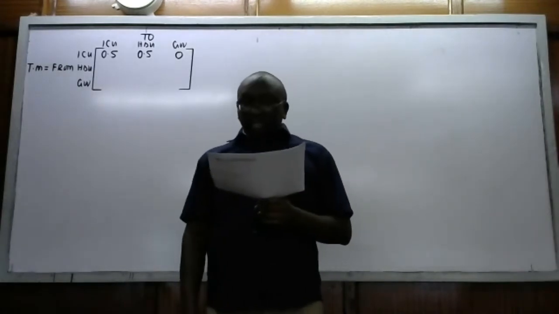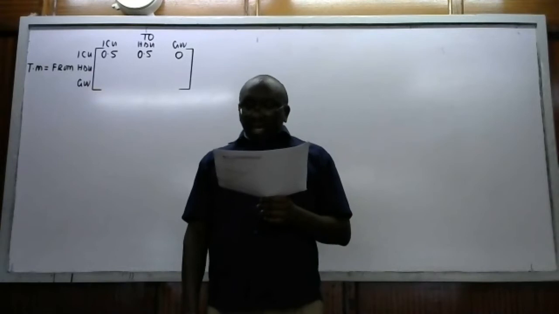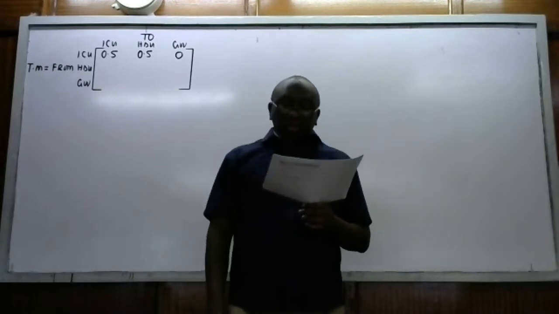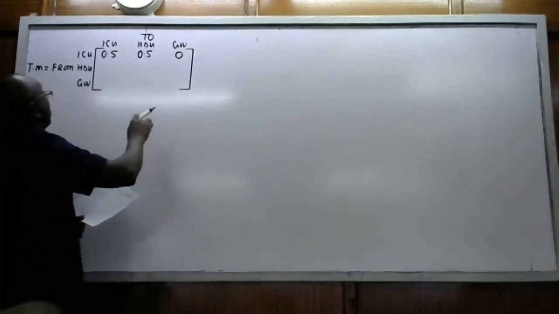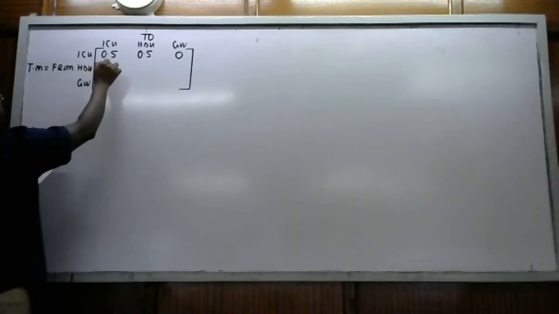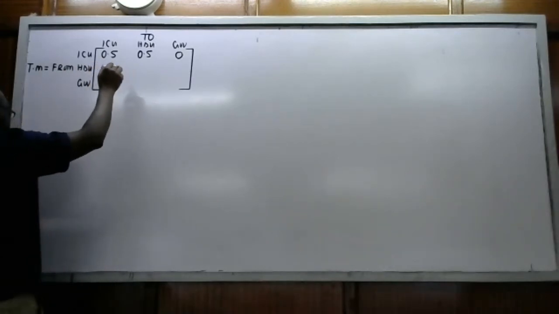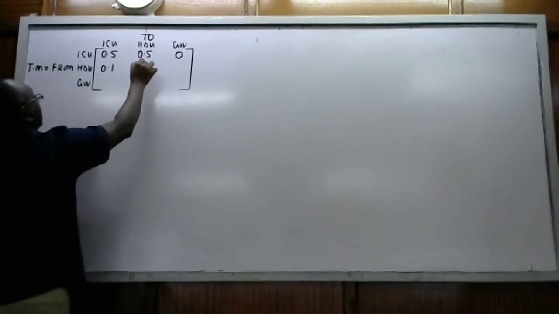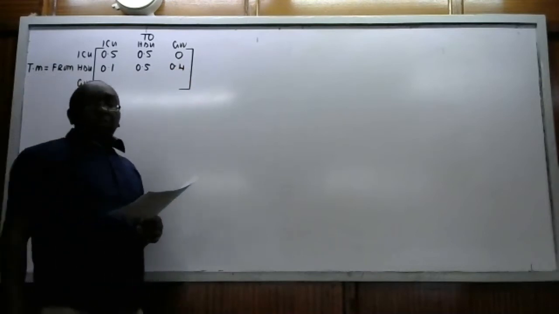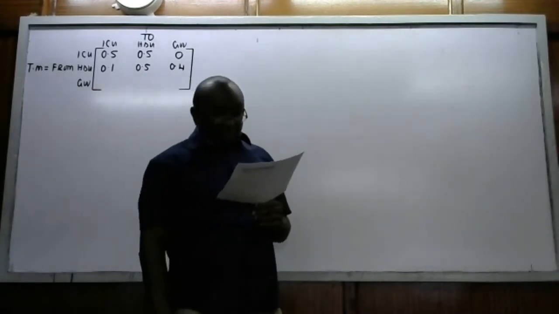10% of the patients in high dependency at the beginning of the month will be transferred to ICU by the end of the month, while 50% will remain in high dependency and 40% will be transferred to the general ward. So from the high dependency to ICU, we are going to send 10%, so that is 0.1. And then high dependency, we retain 0.5. Then to the general ward, we will send 0.4.